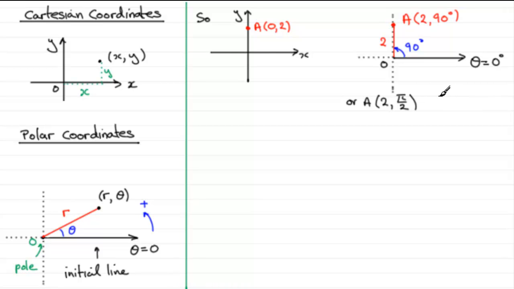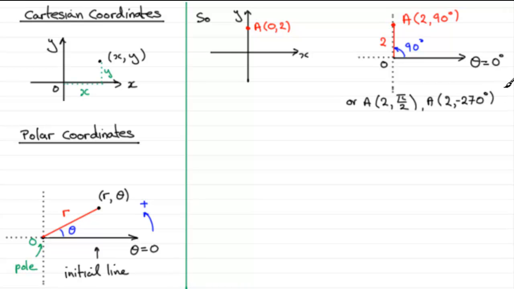Again, it's not the only way that I could write A. I could write A as having coordinates 2, but turn in the opposite direction, the clockwise sense. And if I did, this angle starting from 0 would be to turn minus 270 degrees. So you could say 2, minus 270 degrees.